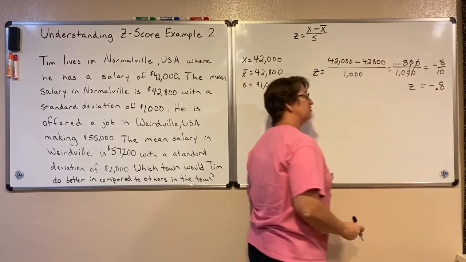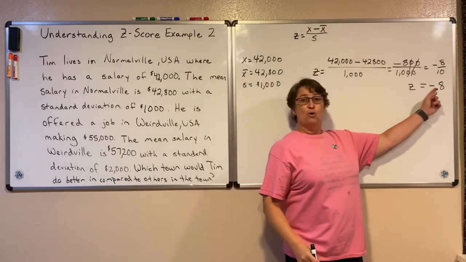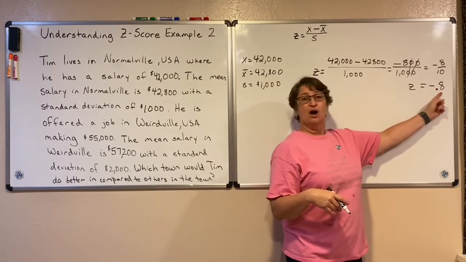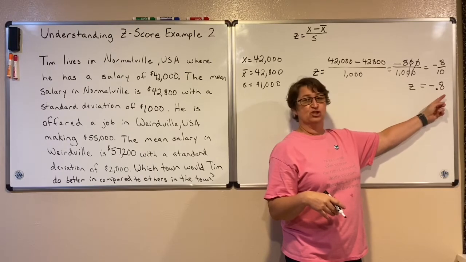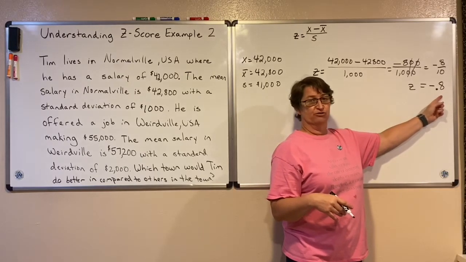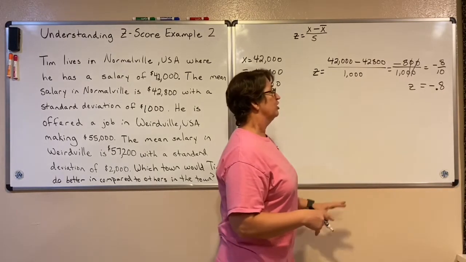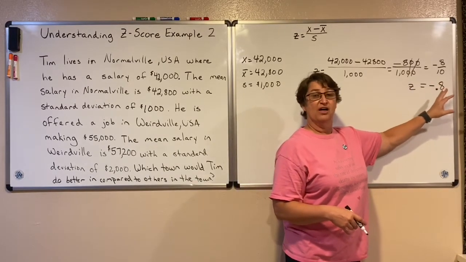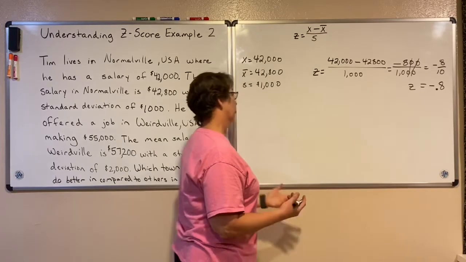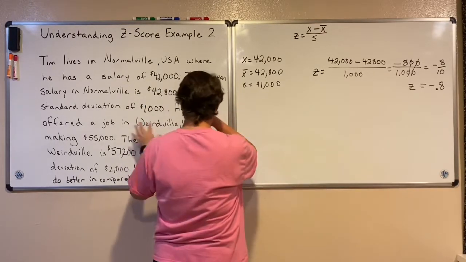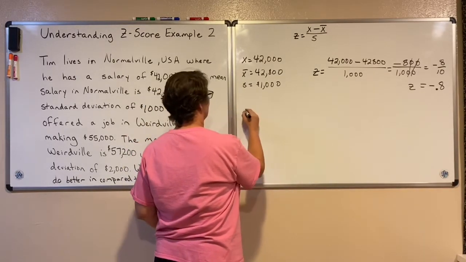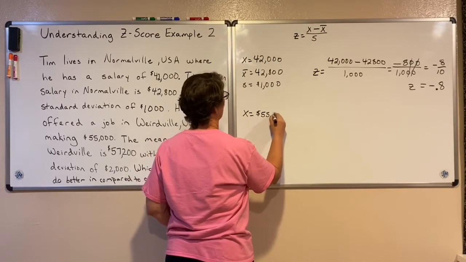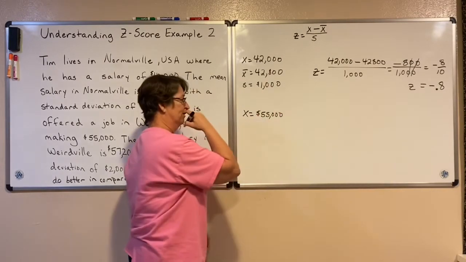So his z-score is below average. We knew that just by looking at the numbers. And he's not a full standard deviation below the others. The closer to 0 we are, the closer we are to average in a town or with a value. Let's look at Weirdville now. In Weirdville, he'll be making $55,000. That's more than what he's making there in Normalville.